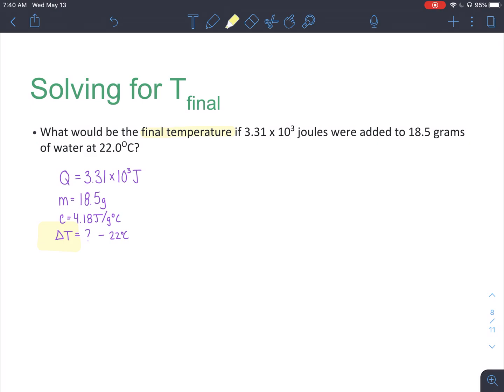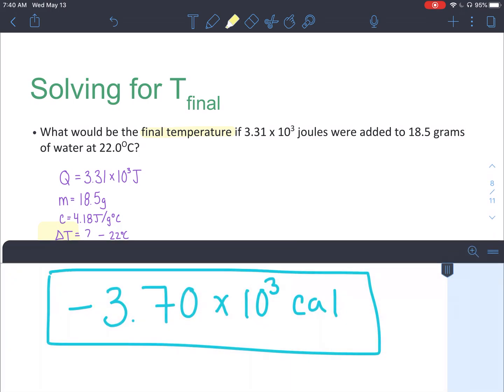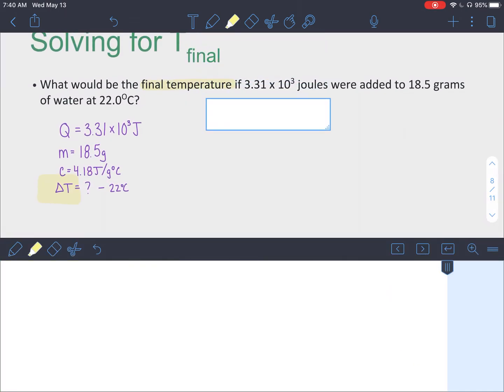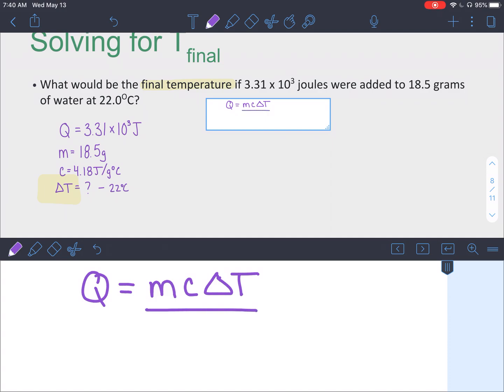All right, so we will first, I'm going to rearrange the equation so that delta T is all by itself. Q equals MC delta T. And you can do this with the numbers plugged in or not. I just think it's easier to rearrange when there aren't numbers there.